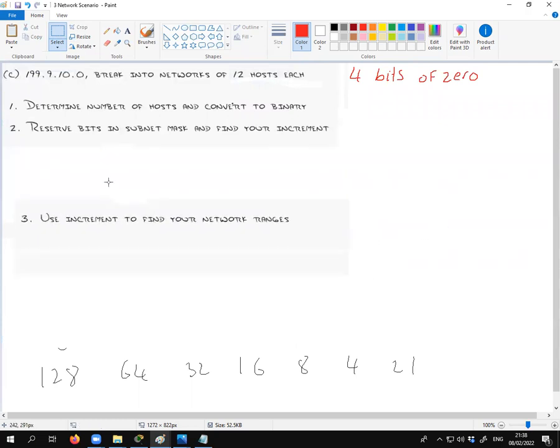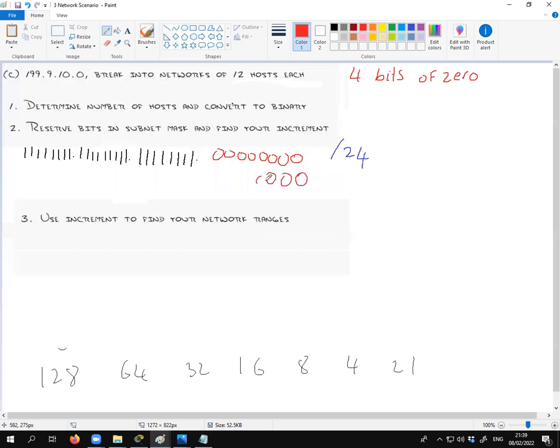So your default subnet mask is 1, 2, 3, 4, 5, 6, 7, 8. Dot. 1, 2, 3, 4, 5, 6, 7, 8. Dot. 1, 2, 3, 4, 5, 6, 7, 8. Dot. 0, 0, 0, 0, 0, 0, 0, 0, which is a /24. What it's saying is we need to have 4 bits of zeros in the subnet mask. So you stay on the right, 0, 0, 0, 0. Anything else left over can be turned into ones.